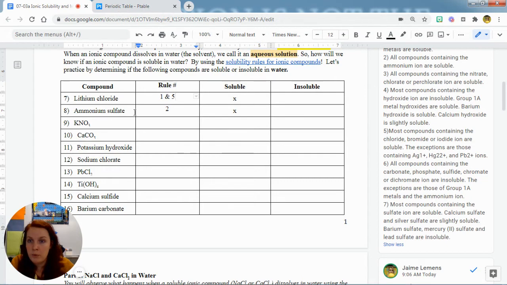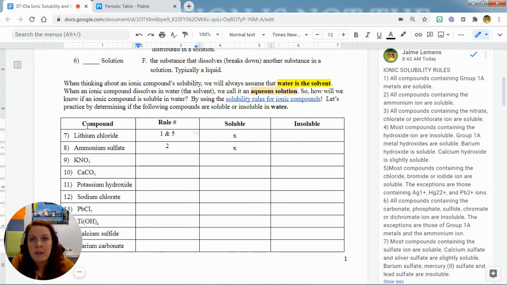Let's take a look at ammonium sulfate. Again, I'm going to look at both my cation and my anion. Ammonium, let's see if it's in group 1A metals. Well, I know ammonium is a polyatomic, so it's not going to be in group 1A. All compounds containing the ammonium ion are soluble. Oh, cool. So rule 2 says that all compounds containing ammonium are soluble.